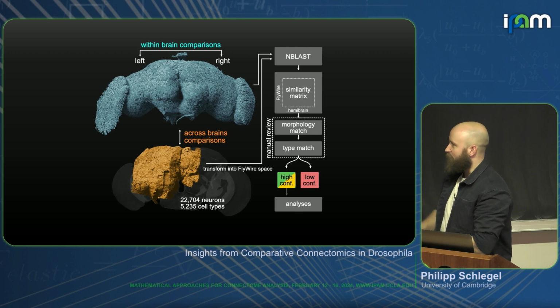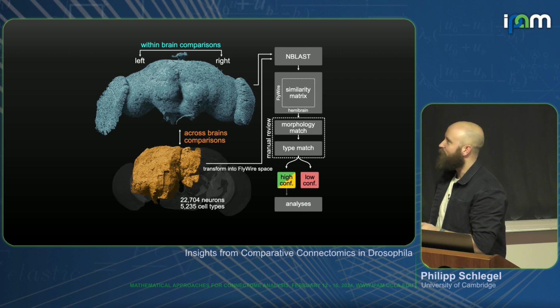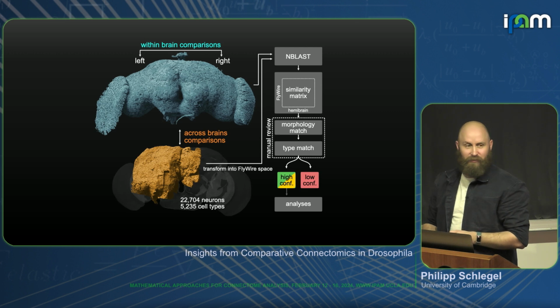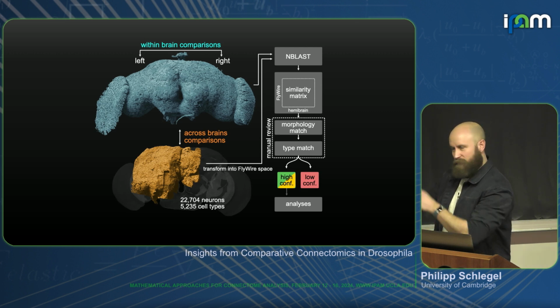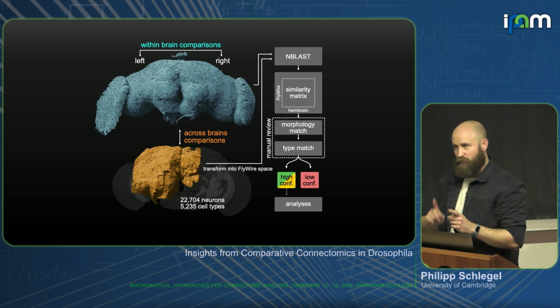Now in practice, the pipeline looks something like this, and I'm going to go into a bit of detail because I think that might be interesting. Basically, we take all the hemibrain neurons, transform them using a non-rigid transform into FlyWire space, and run an NBLAST. I'll explain what that is later. Effectively, this gives us a similarity matrix, and then we can figure out which neurons match.